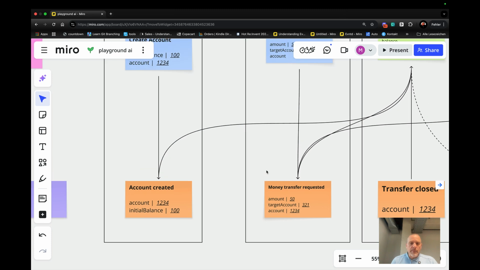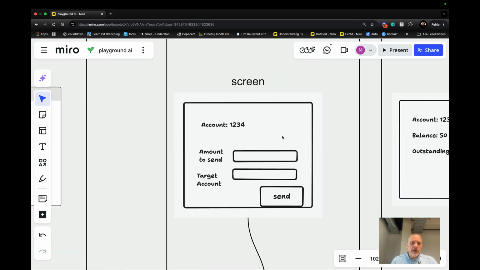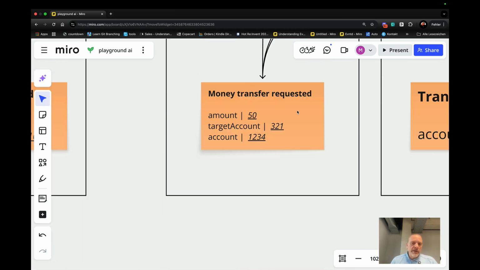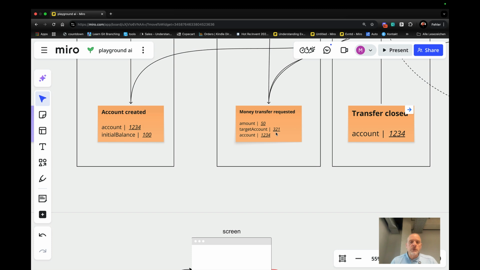Now what could happen is a logged in user could decide to send money to a target account. So transfer money between accounts. The first thing that will happen is we will have the command transfer money to the target account with the amount of 50. Of course, there will be many rules to check if this is even possible. Is there enough money in the account to do that? So the event we have here is money transfer requested. So we request a transfer of 50 euro or dollar or whatever to the target account 321. Until now, no money has been moved. It's just a request to transfer it.